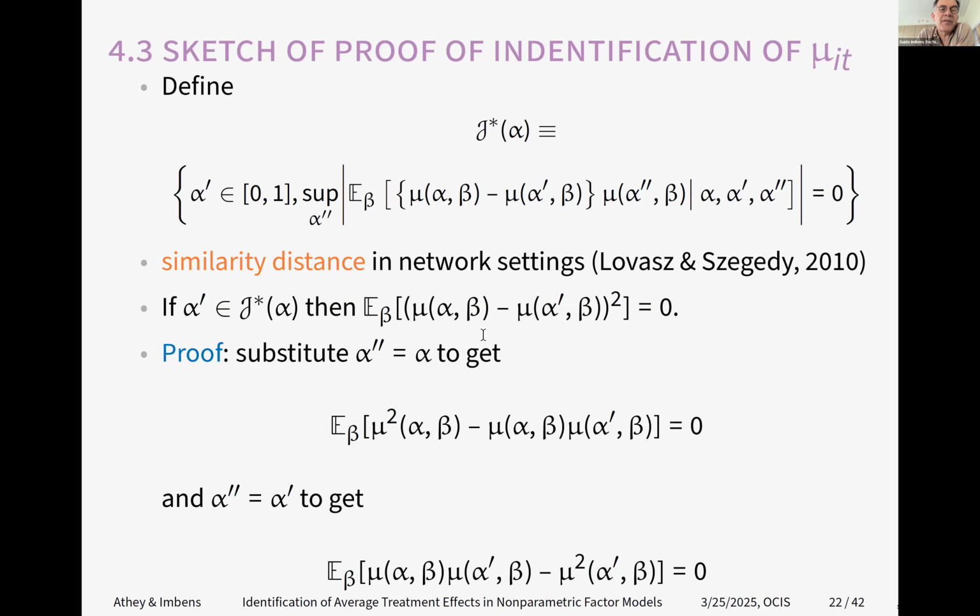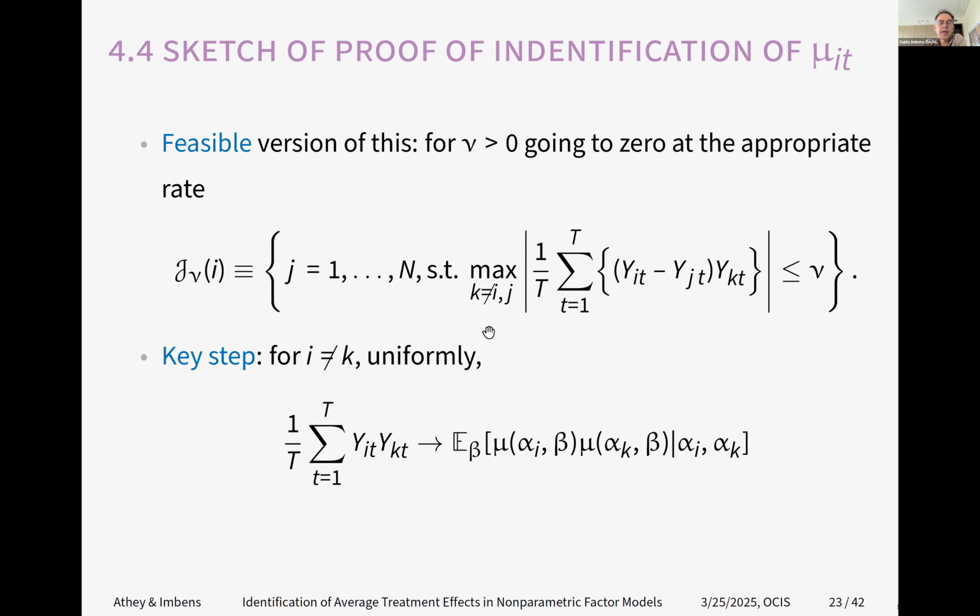Now, this in itself is not very helpful, because we don't know what these mu's are. We don't know what alpha is. We don't know what beta is. We don't directly know what these mu's are. But what we can do is substitute in the outcomes for these mu's.